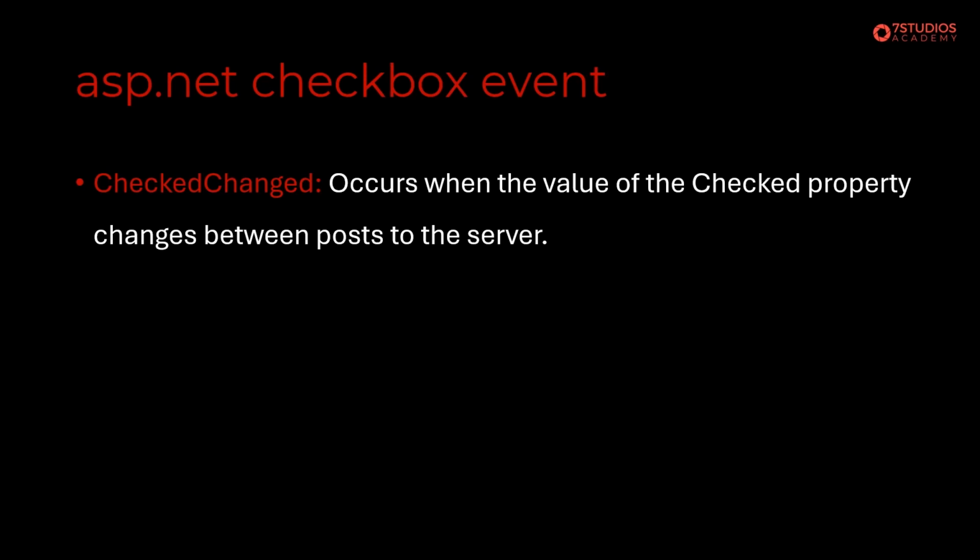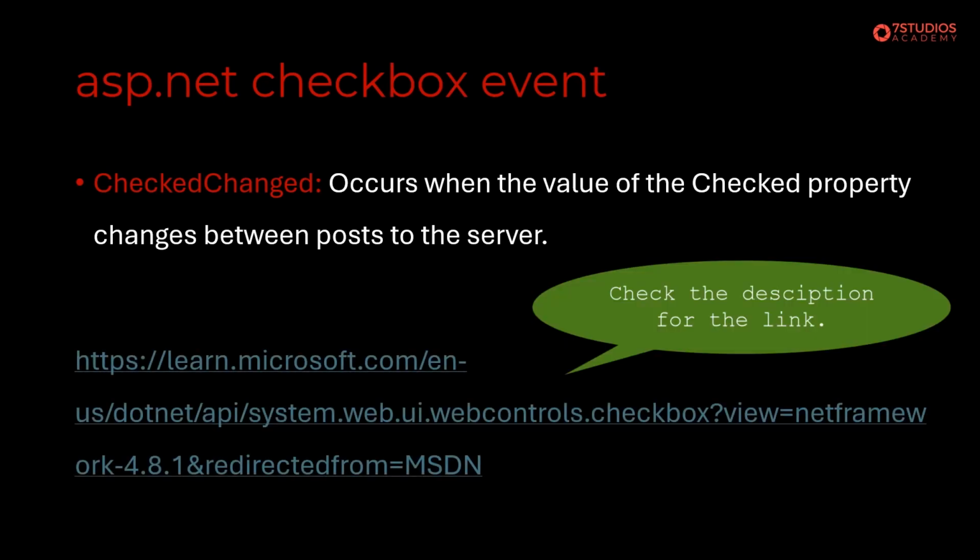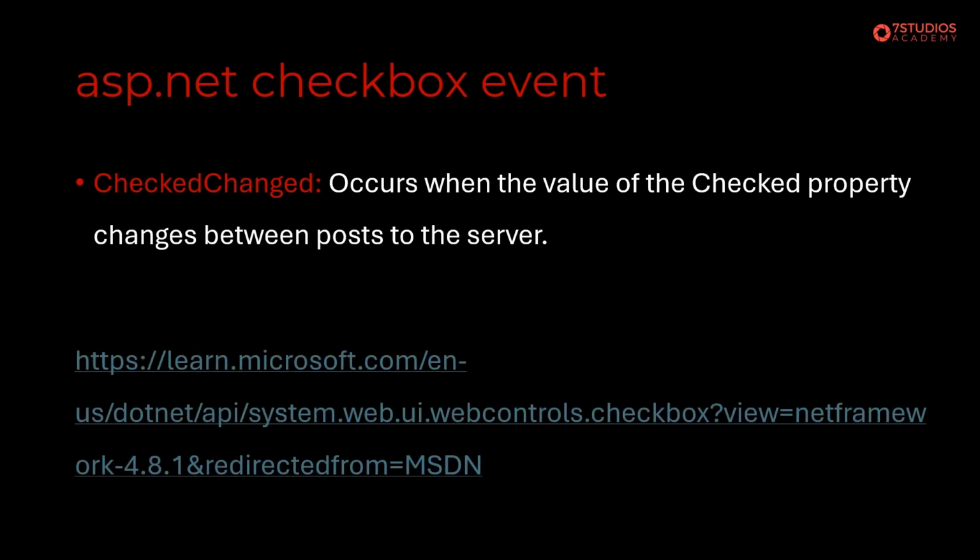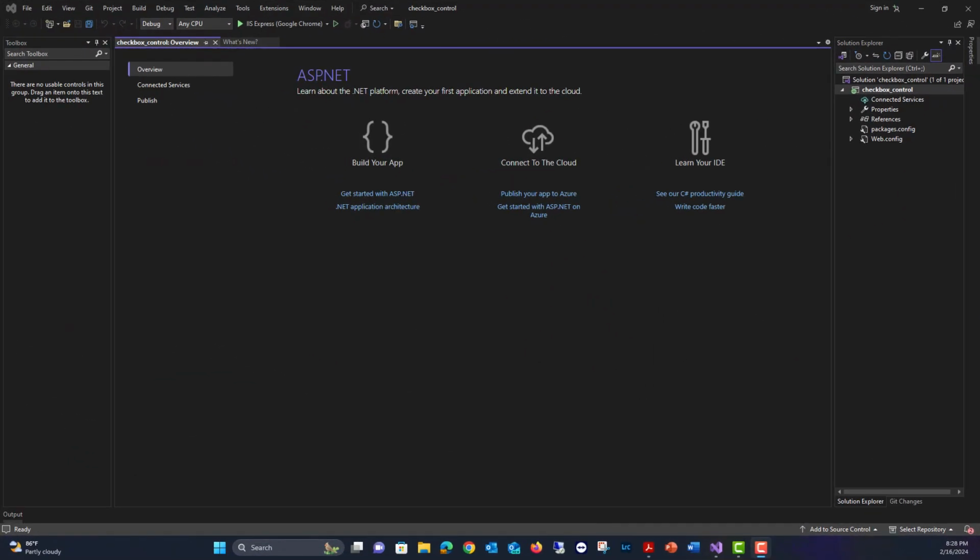Now there are more properties and more methods that our checkbox control has. You can find out more about them from this link. Now let's switch over to our Visual Studio environment and get some code up. Alright, we are now in our Visual Studio environment. We are going to write some code to test our checkbox control to see how it works and understand it far better than we have seen already.